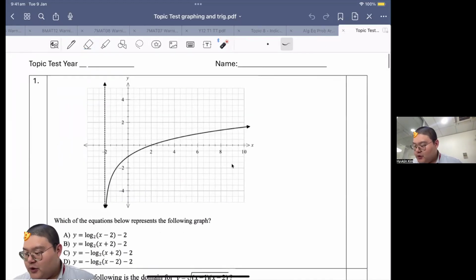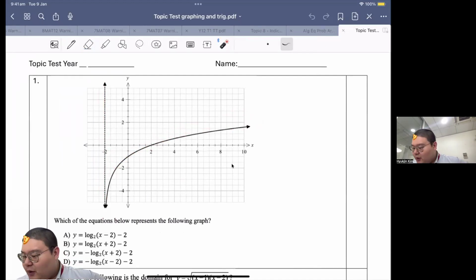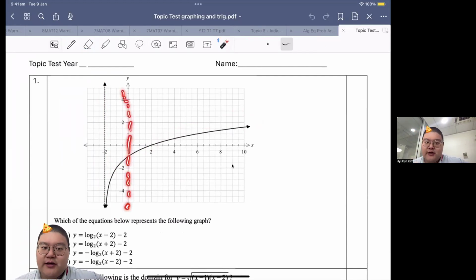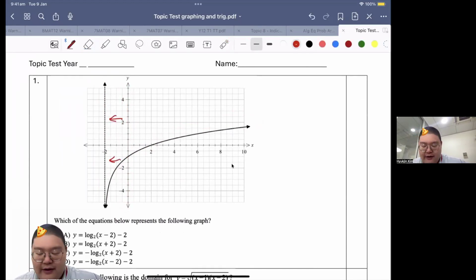So question one starts with a little graph. It has a vertical asymptote and it seems to be approaching this way and it just keeps going that way. We know it's going to be a log graph. What we do notice is that a typical log graph usually has a vertical asymptote in the middle, but there is a shift by 2 units to the left. That means it's got to be either this guy or this guy, so not A or D.